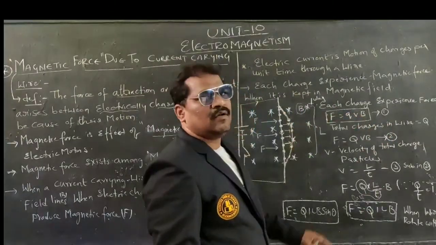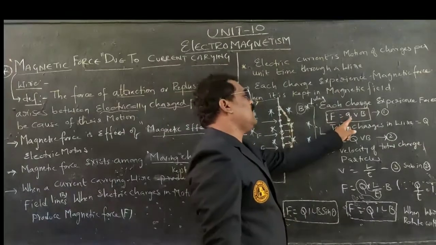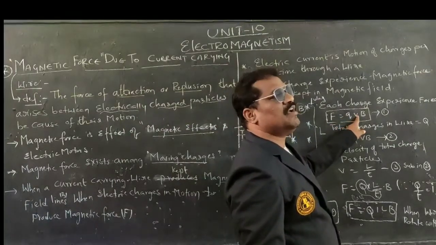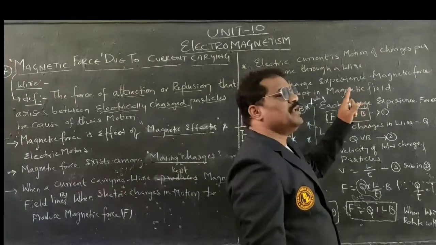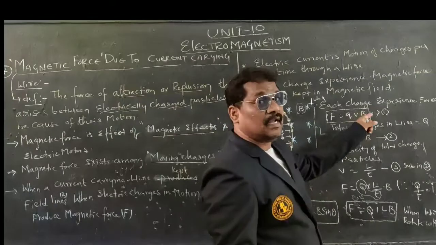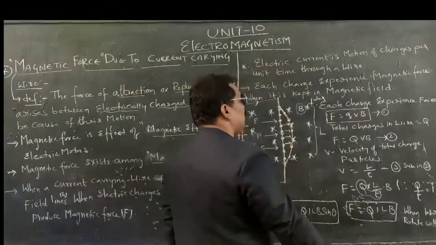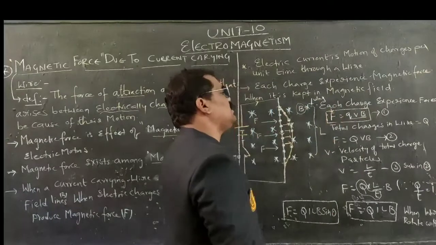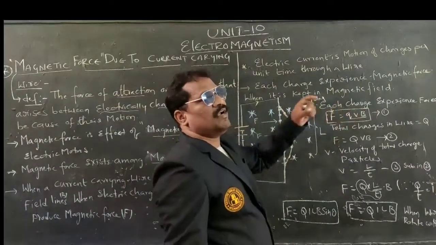F is equal to QvB, where Q represents the charge of the particle, v represents the speed of the charged particle, and B represents the magnetic field, the magnetic flux density. Depending upon these three factors, the magnetic force experienced by a charged particle exists.